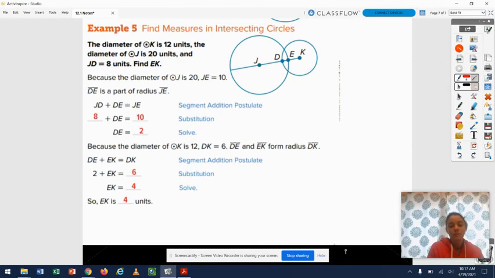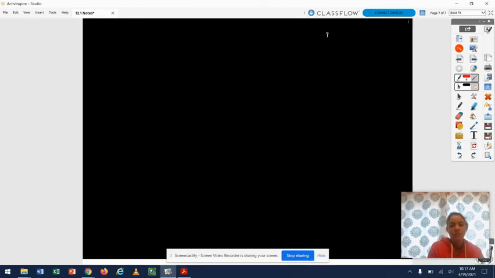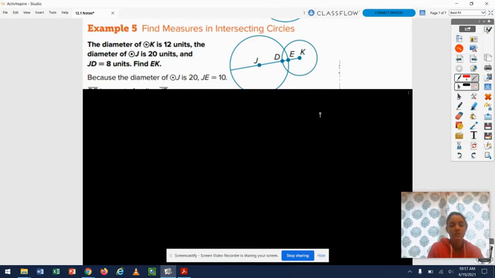On your last example, it's wanting you to find the missing length. And it gives you the diameter of circle K, which is 12. So if the diameter across there is 12, then I know the distance from D to K would be half of that, which would be 6. They also give you the diameter of circle J, which in this case they say is 20. So if I know the diameter is 20, the distance from J to E is 10. The last piece they tell me is that JD is 8.